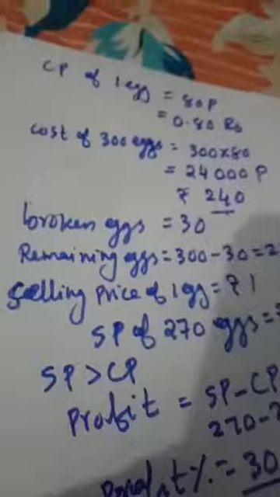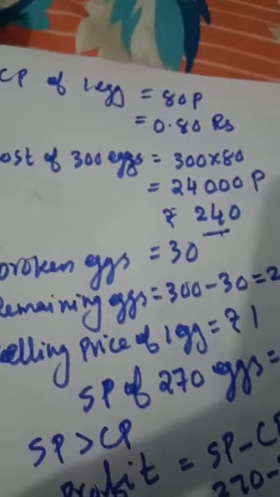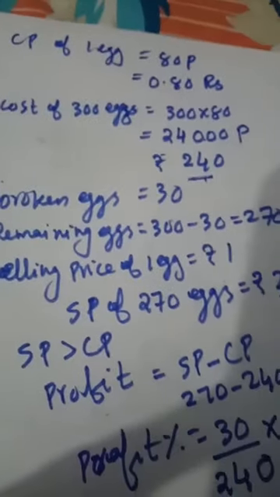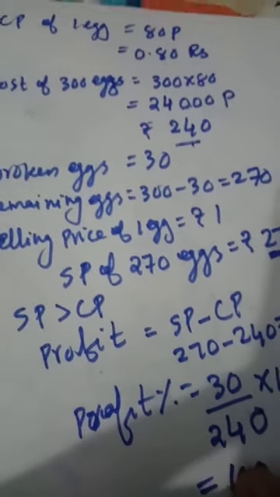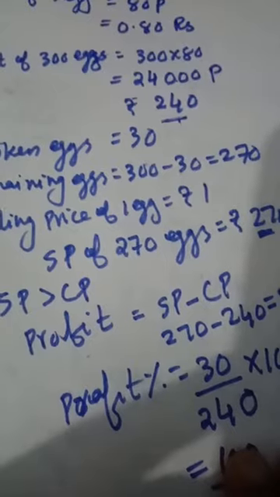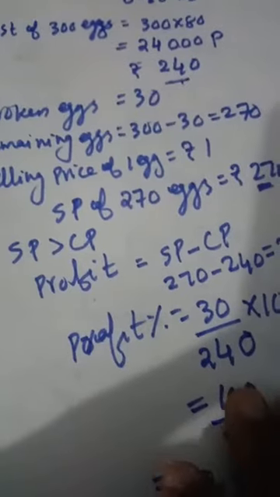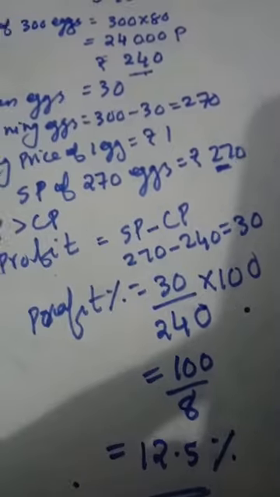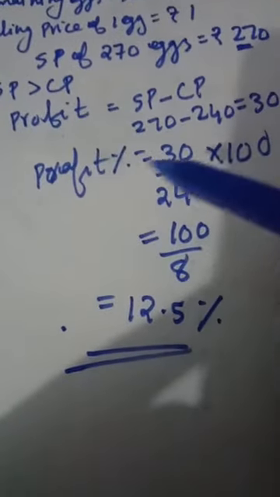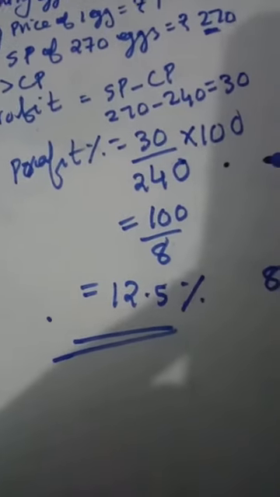12.5% profit. Clear? First we have to find the cost of one egg. CP of one egg is given as 80 paisa. So CP of 300 eggs is 300 into 80, 240. Then broken eggs 30, so remaining eggs 270, and each is sold for rupees 1. So the selling price of 270 eggs is 270. We bought for 240 and sold for 270, which means a profit of 30 rupees. Then profit percentage is profit by CP into 100, 12.5%.